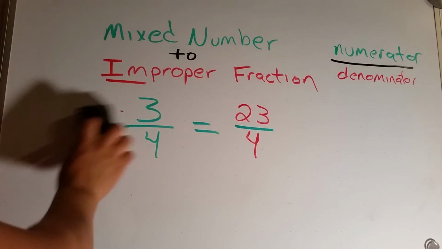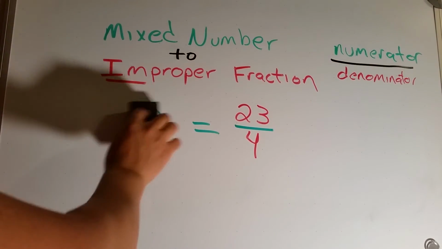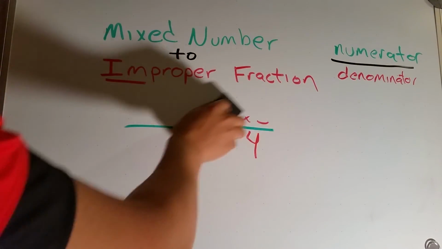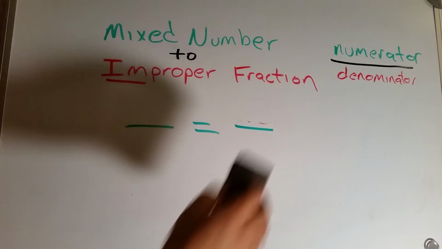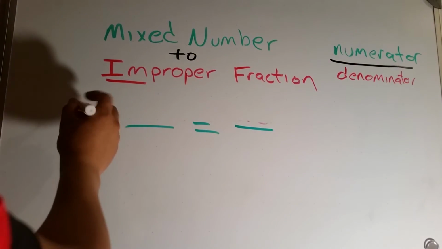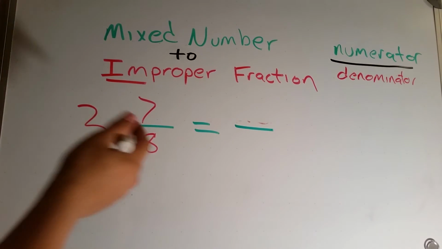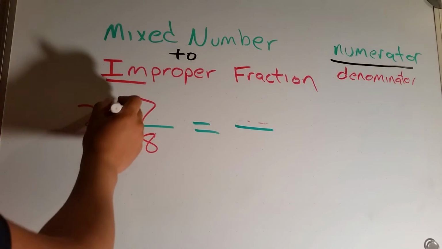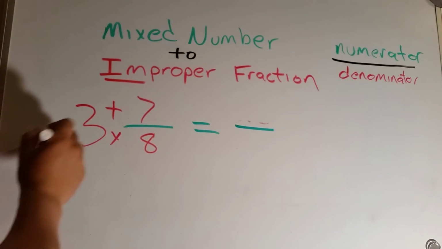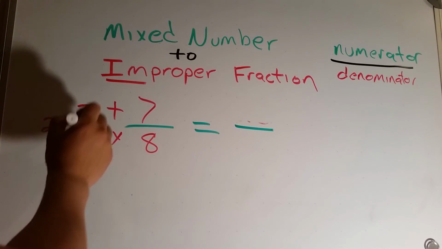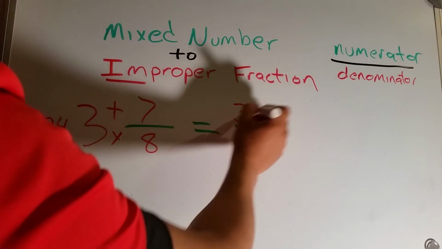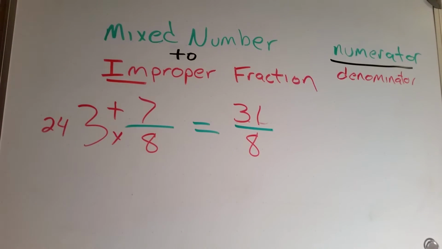The next example, just so we can get better practice at it, is going to be 3 7/8. We're going to do 8 times 3. Again, we set up the Texas. 8 times 3 is 24, plus 7 is going to be 31/8. So as you can see, it's pretty simple.